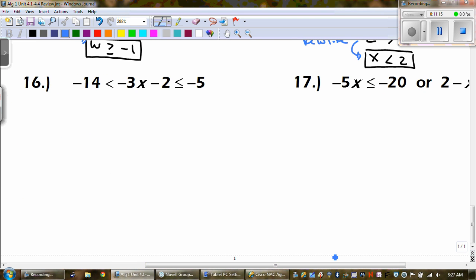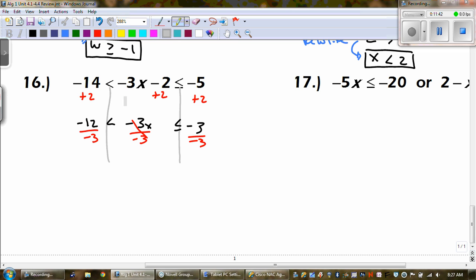Okay, number 16. Once again, I'm going to draw my lines down the middle and start solving for x. So I'm going to add 2 to all sides. And we get negative 12 is less than negative 3x, which is less than or equal to negative 3. To get the x by itself, I'm going to divide all 3 by negative 3. I'm dividing by a negative, so I have to flip my signs. And we get 4, x, and 1.